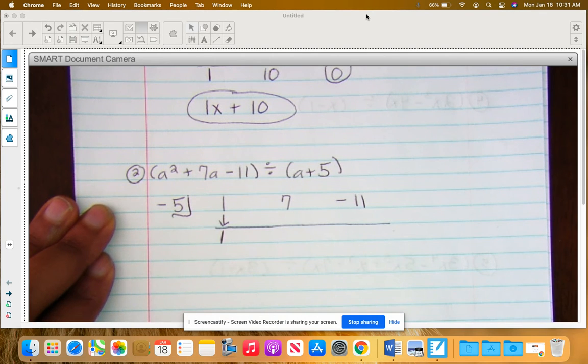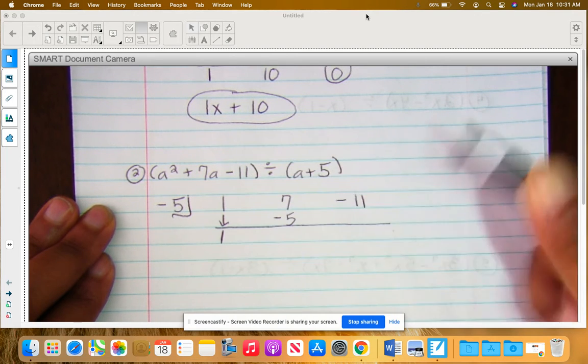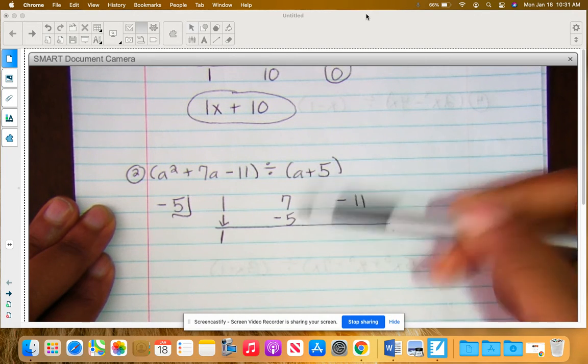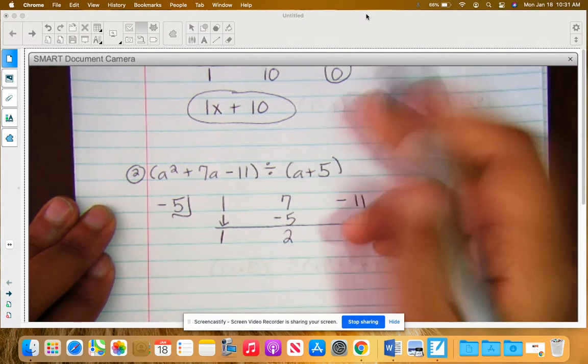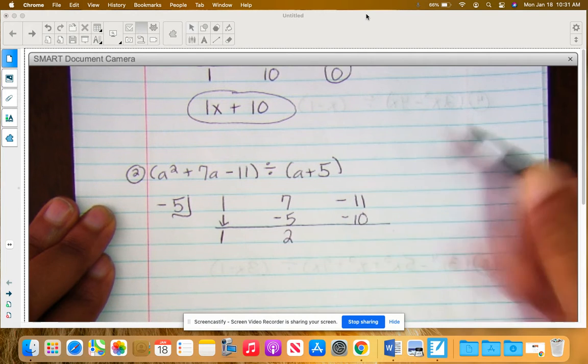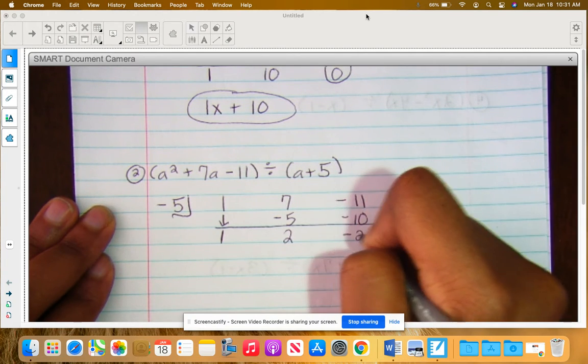We multiply to the box. 1 times negative 5 is negative 5. Add. 7 plus negative 5 is 2. Multiply. 2 times negative 5 is negative 10. Add negative 11 plus negative 10, that gives you negative 21.